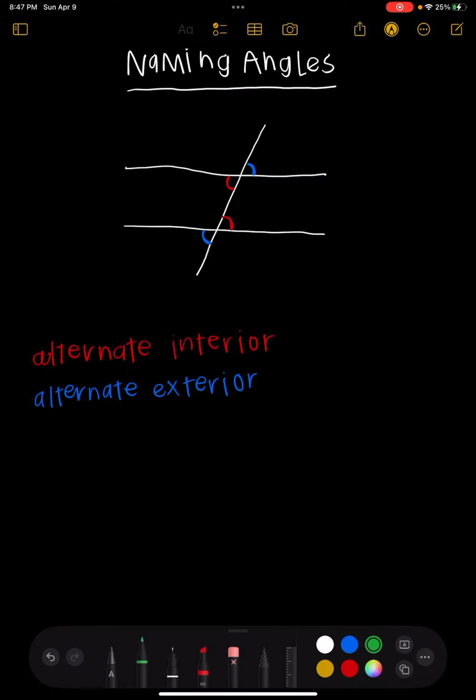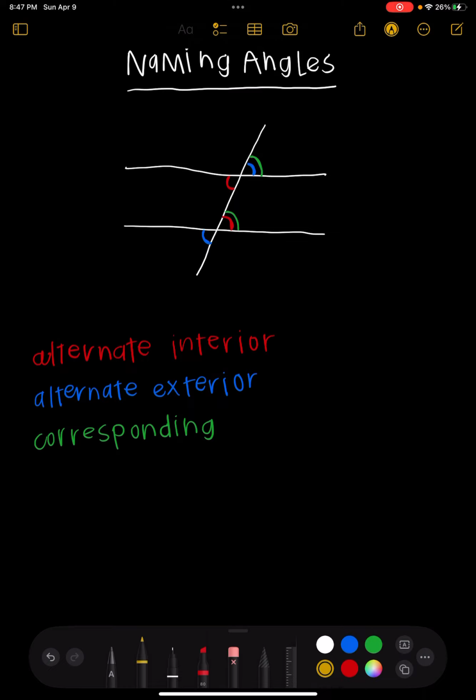Then the next one we're going to talk about is called corresponding. Corresponding angles are in the same position on either parallel line. A good example would be this one and this one, because they're at the same position, but just one line down or one line up. Same thing goes for this one. There's several different examples for this. I'm just writing one example out there.